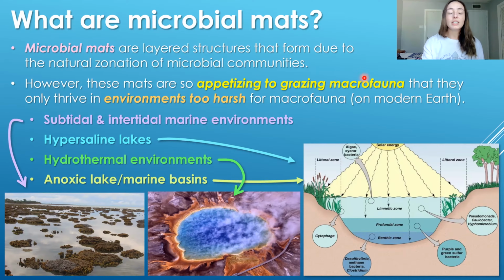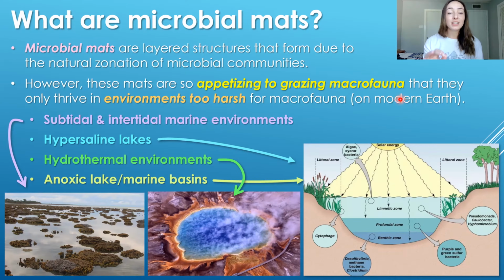Unfortunately, these mats are so appetizing to grazing macrofauna that they are restricted on modern Earth to pretty harsh environments like subtidal and intertidal marine environments, hypersaline lakes, as well as anoxic lakes and marine basins that are stratified, and hydrothermal environments, because all of these environments are a bit too harsh to have a lot of macrofauna that would totally destroy all the microbial mats.